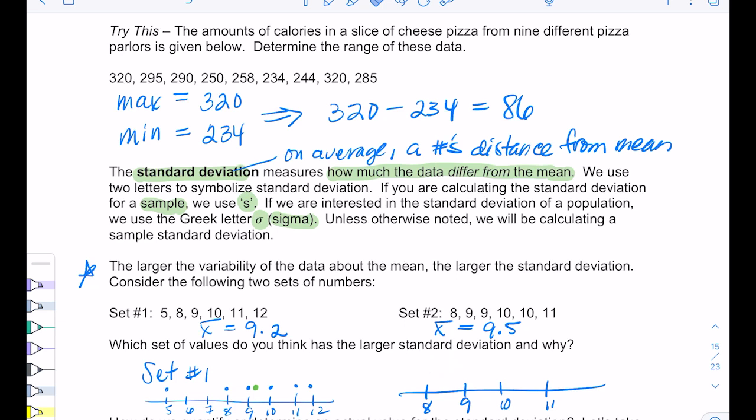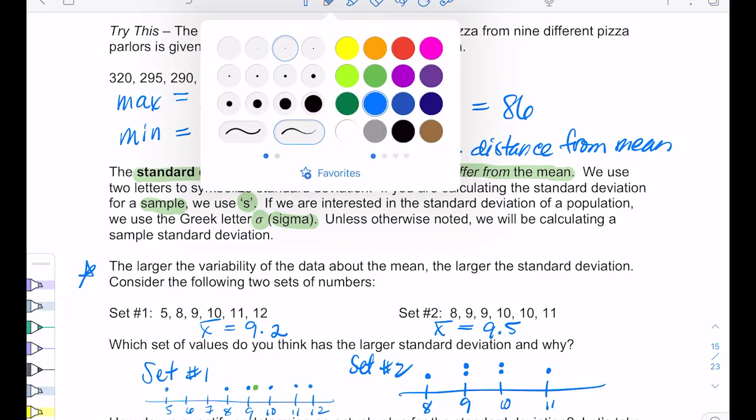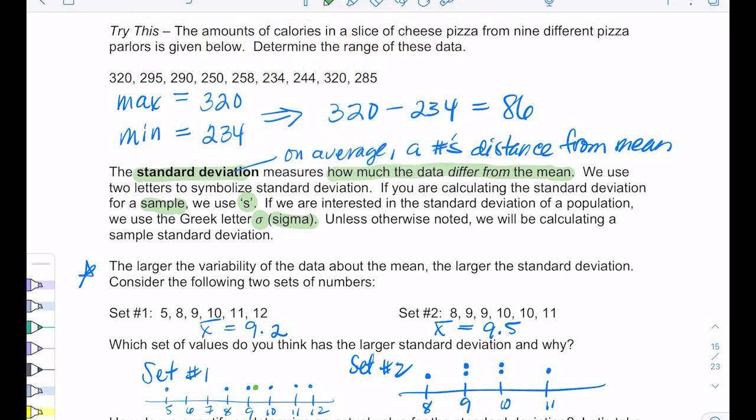I'm going to get rid of this so I have some room here. For set number 2, you've got 8, 9, 9. Okay, so what I'm making is a dot plot. I'm just putting dots above the numbers. When there's more than one of the same, you just stack them. So there's 2 10s, there's an 11, and again, my average I'll put in green. So the average is 9.5.